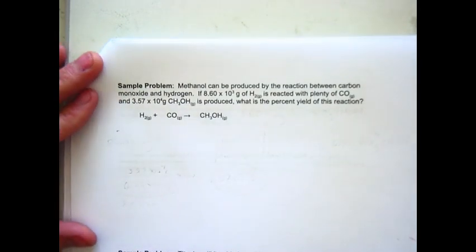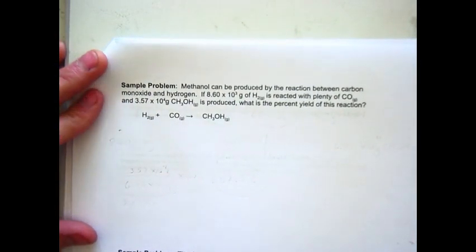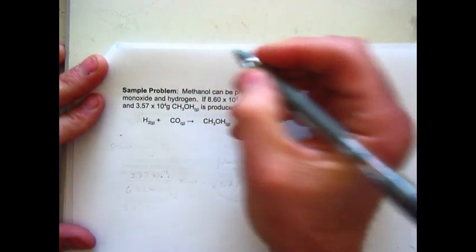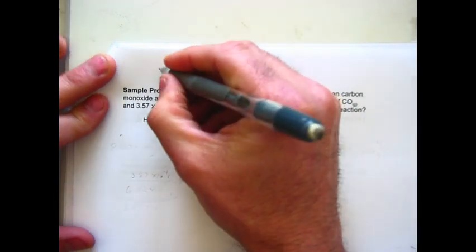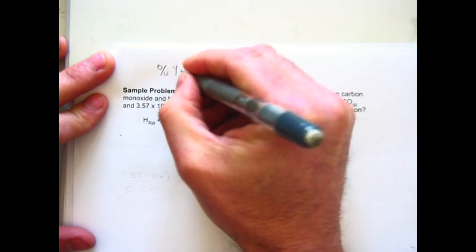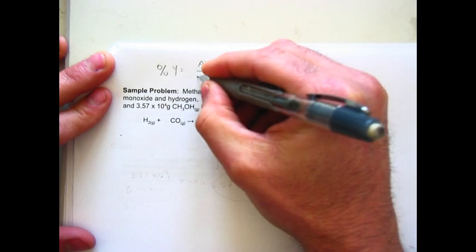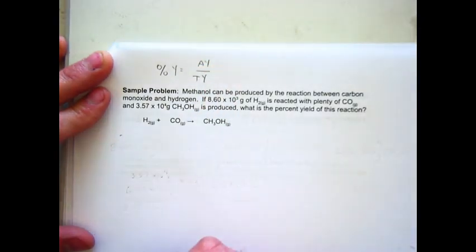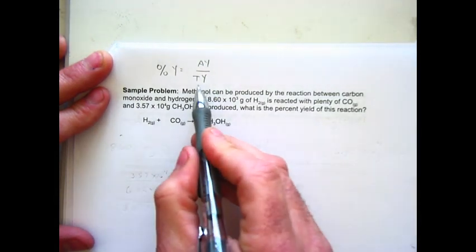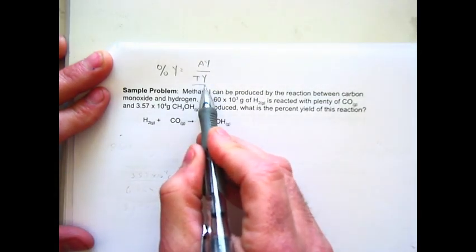Okay, so this is the sample problems for percent yield. Now, the main formula for percent yield is that percent yield is always equal to the actual yield divided by the theoretical yield. Now, for each problem, you will always have to figure out, using stoichiometry, the theoretical yield.